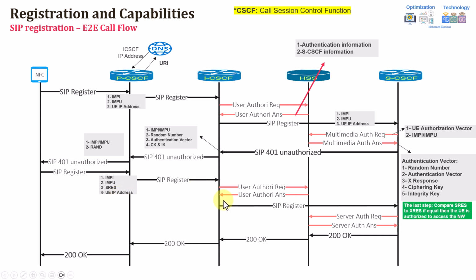Then this message will be forwarded. And the last step: the S-CSCF, once it receives this information, will compare this RES, which is the signal response, with the XRES from the network. If both are equal to each other, then this means the user is authorized. And the last step is that the serving call session control function needs to inform the HSS to update its own database that it will be serving this user from now on.